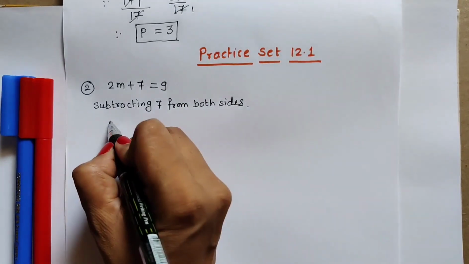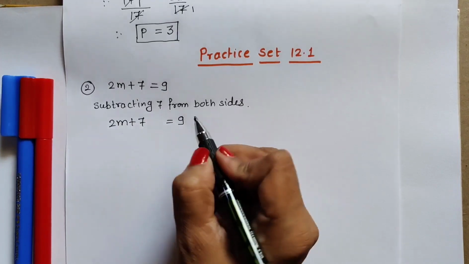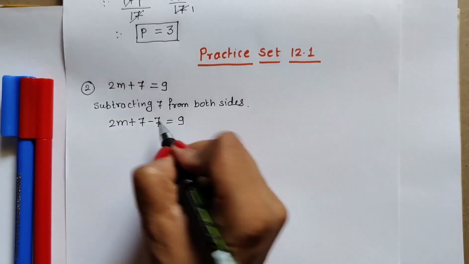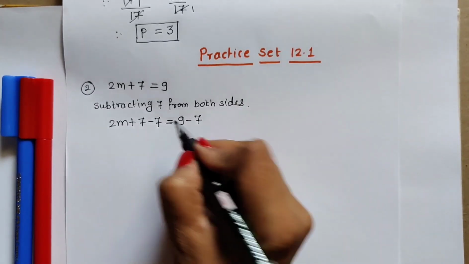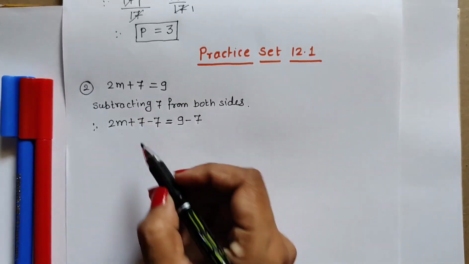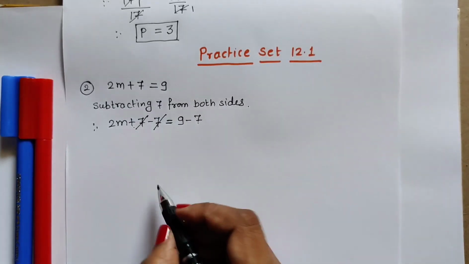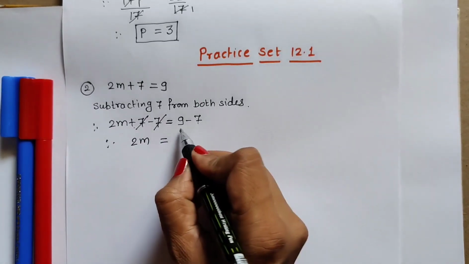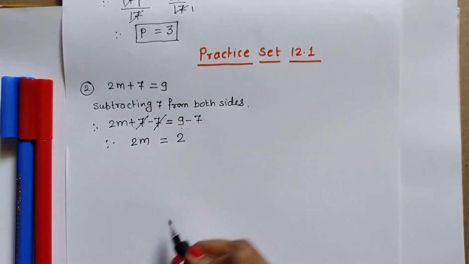So we write both the sides. 2m plus 7 is equal to 9. Now what I have to do? I have to subtract 7 from the left hand side also, and I have to subtract 7 from the right hand side also. So we have subtracted 7. Now here plus 7 minus 7 will be 0. That means they are cancelled. What is remaining on the left hand side? 2m is equal to, this operation we can perform, 9 minus 7 is 2.